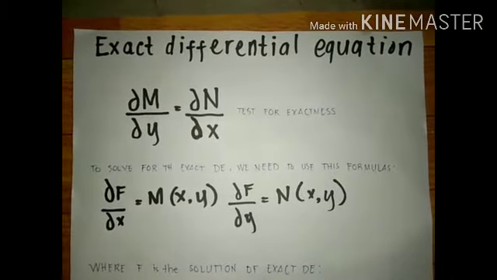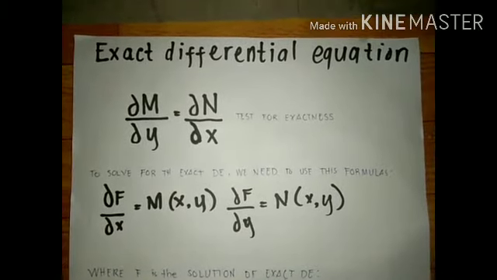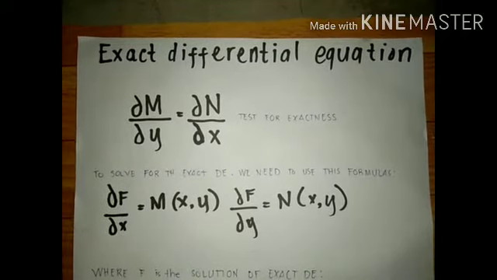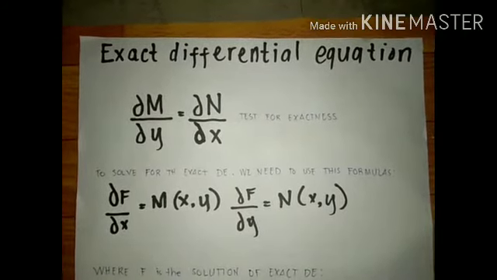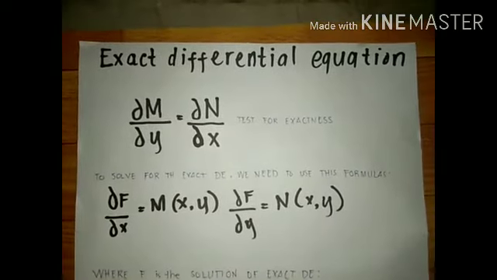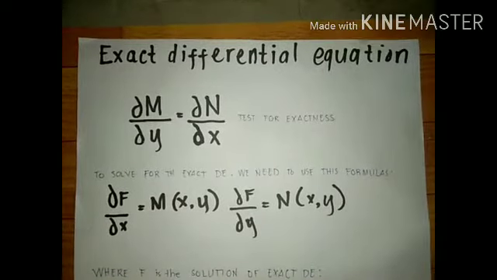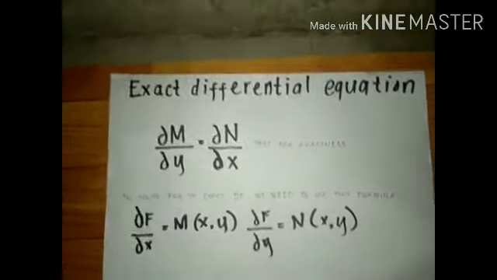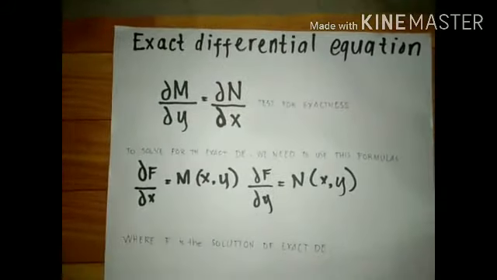So what is an exact differential equation? A DE is said to be exact if it satisfies this condition: the partial derivative of M with respect to x and the partial derivative of N with respect to y.